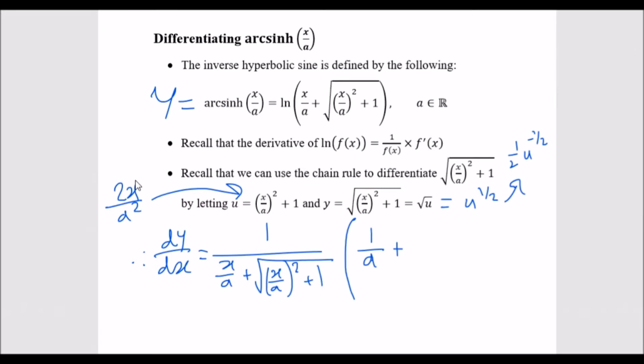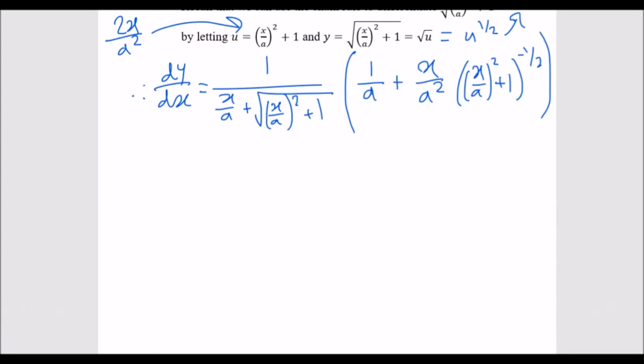Notice that the 2 and the half will cancel out, so we'll be left with x over a squared times u to the negative half, and u is just simply the original term. So we could just say x over a squared plus 1, all to the negative half. And that's it, guys. So far we have differentiated. Now we just have to tidy this up. I'm going to rewrite this part into fractional form and get rid of all these powers. It's kind of confusing.